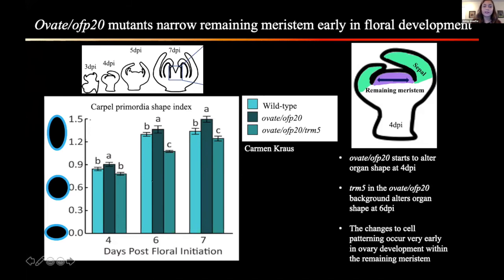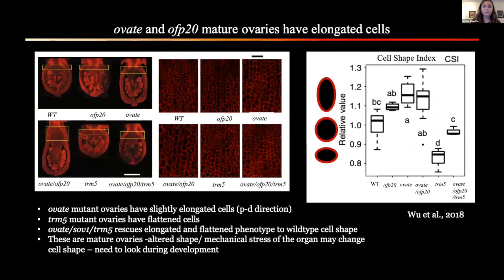So you can see here at 6 dpi, it's actually flattening the shape a little bit. I won't touch on this too much, but if you want to discuss it a little bit in the breakout section, I would be happy to. So basically, we know that these mutants are affecting remaining meristem shape very early in floral development, so it could be impacting the patterning of this organ somehow.